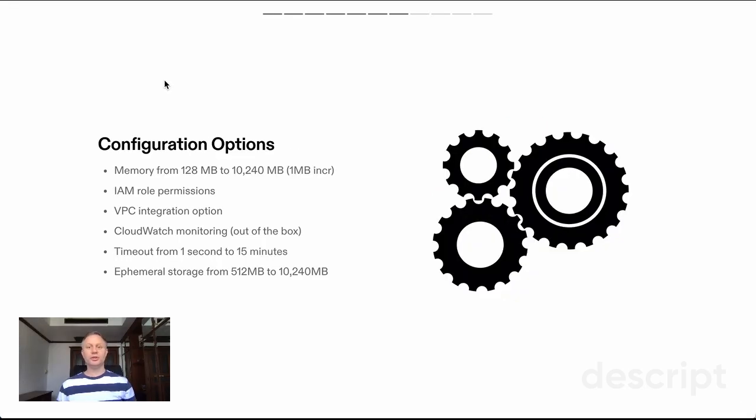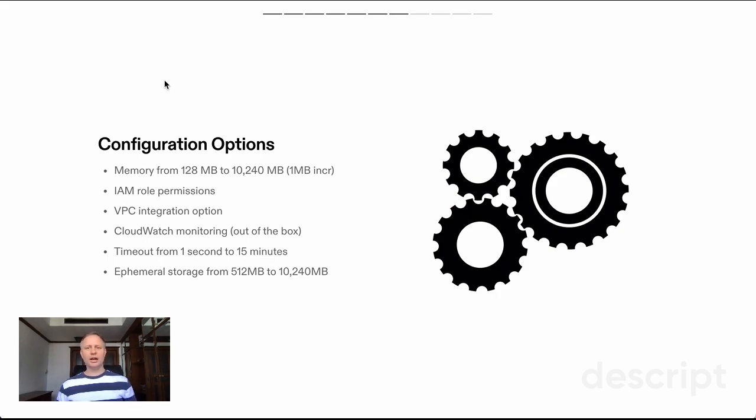There are a number of configuration options that you can set to tune Lambda to your needs. The first one being memory. Some functions might need more memory to do their job, and so you can configure the memory footprint to be either from the default of 128 megabytes all the way up to 10,240 megabytes.